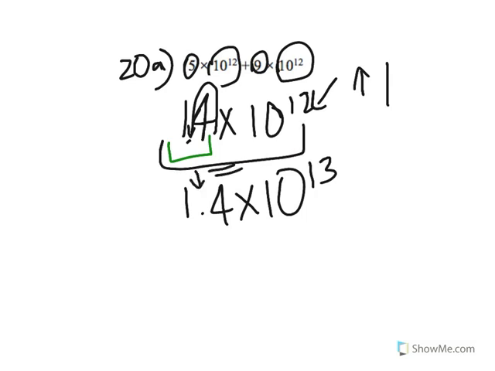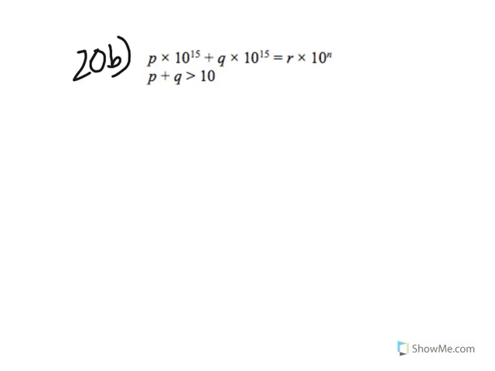So yeah. Alright, so 20b is just basically using the concepts we learned and did in the previous question. They say each number, p, q, and r, is greater than 1 and less than 10, meaning it's in the correct form of standard form. Then they say that p into 10 to the power of 15 plus q into 10 to the power of 15 is equal to r into 10 to the power of n, and p plus q is greater than 10.